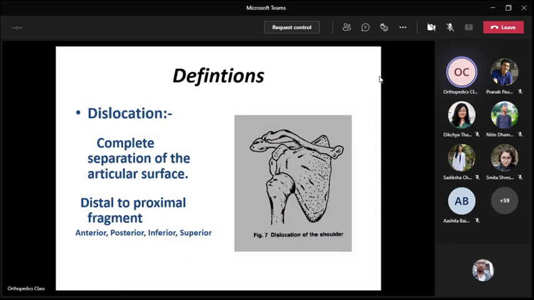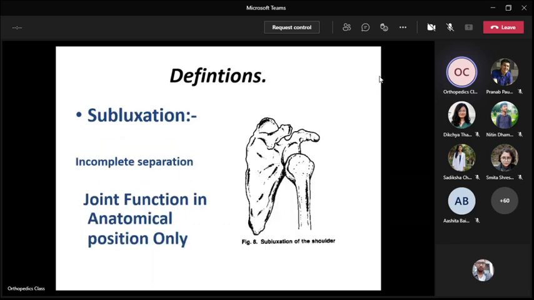And the dislocation may be depending upon the shift of the distal fragment in relation to the proximal fragment. So in this example, it may be anterior, it may go posterior, it may go inferior, it may go superior. These all will be dealt with in individual chapters. Today I want to familiarize you with the terms which we will be using in orthopedics.